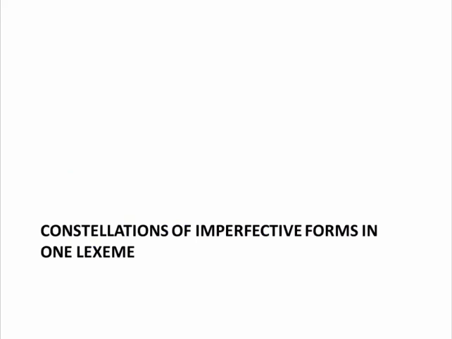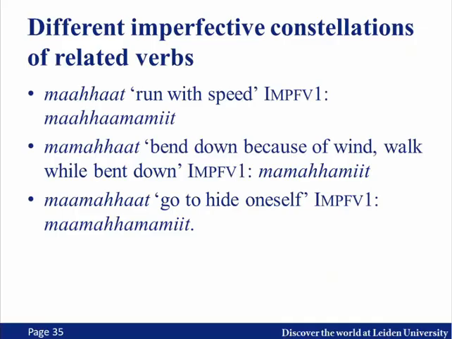Okay. I will now go into the different constellations of imperfective forms in one lexeme. I have already told you that the same verb with different meanings can have different imperfective paradigms. That is also true for verbs that are clearly related but slightly different, ultimately etymologically with the same origin, but different meanings, and here you also see different paradigms for the imperfective. Mahat, mahamamit, if it means mahat, to run with speed. Mamahat, to bend down because of the wind, then the imperfective will be mamahamit instead of mahamamit.